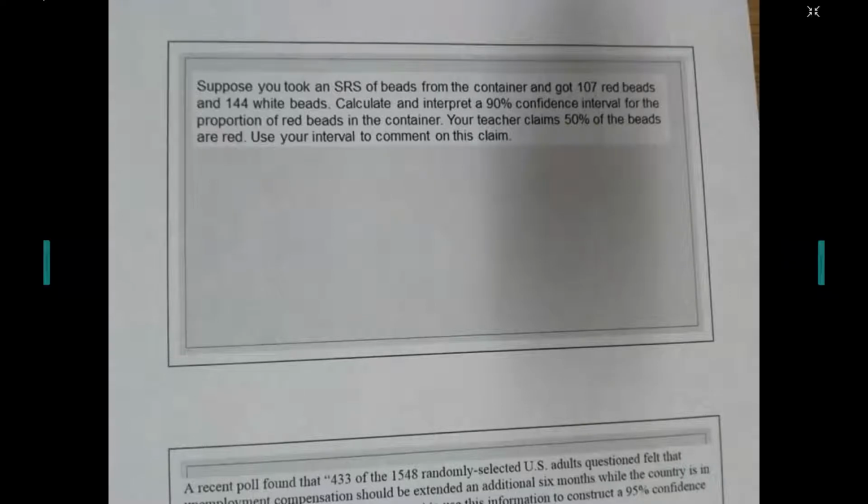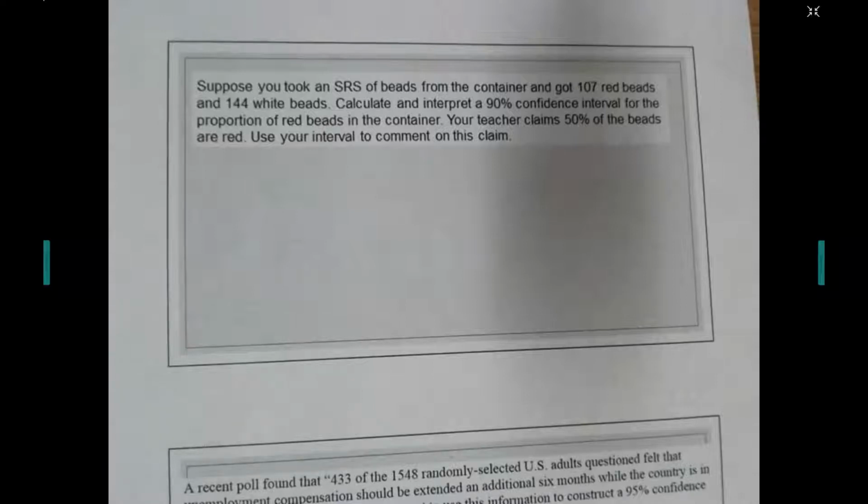Construct, that C is for conditions, which are going to be the same conditions we checked from last chapter. Fabulous is for formula, and so we're going to write out our formula and our plug-in and find the actual interval. And then confidence intervals is conclusion in context, and that's when we're going to do that statement that we talked about.